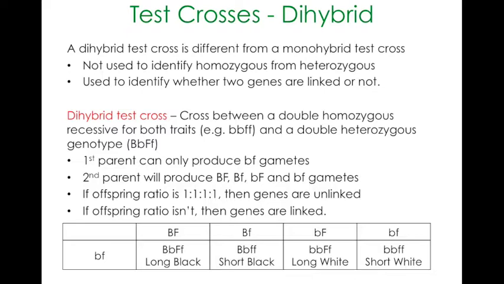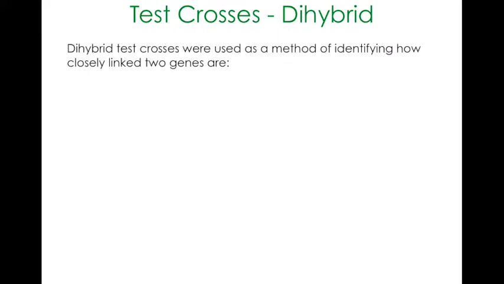However, if, for example, we see more of a likelihood of long blacks and short whites, but very few short blacks and long whites, we know that the genes are linked. And that's what the test cross is all about. We can also use the test cross to determine how closely linked these genes are.